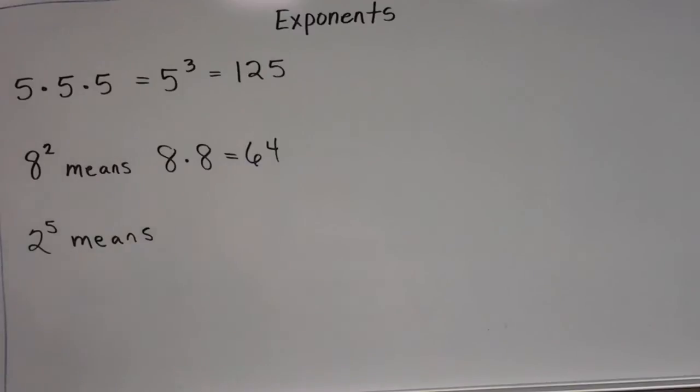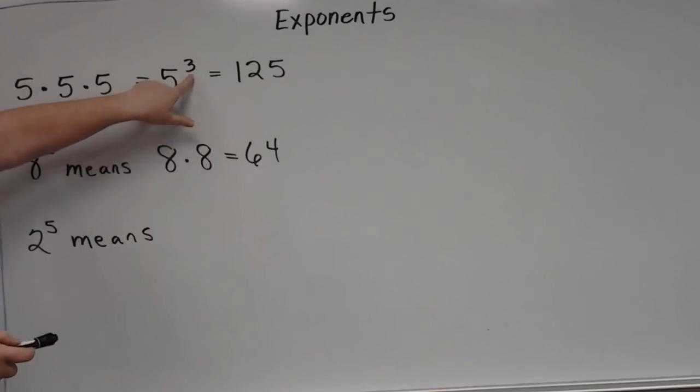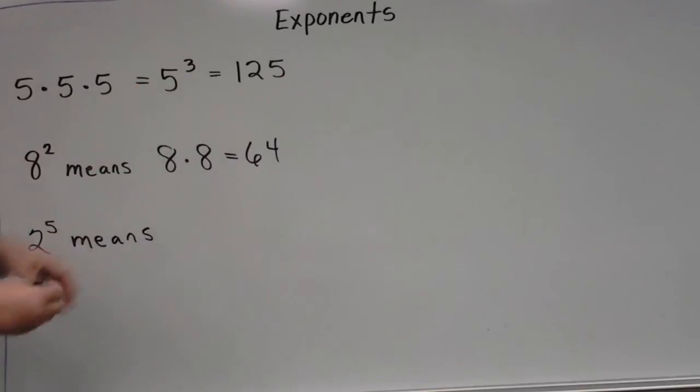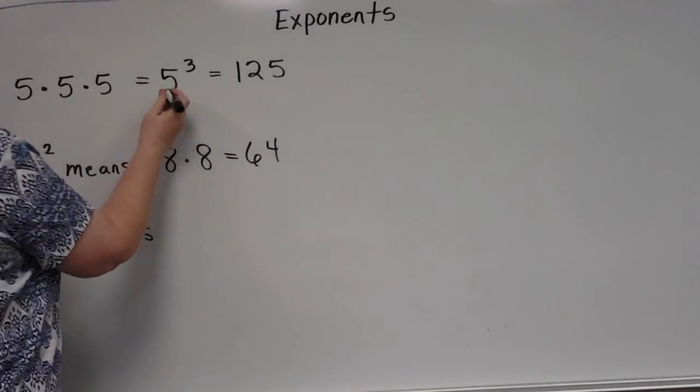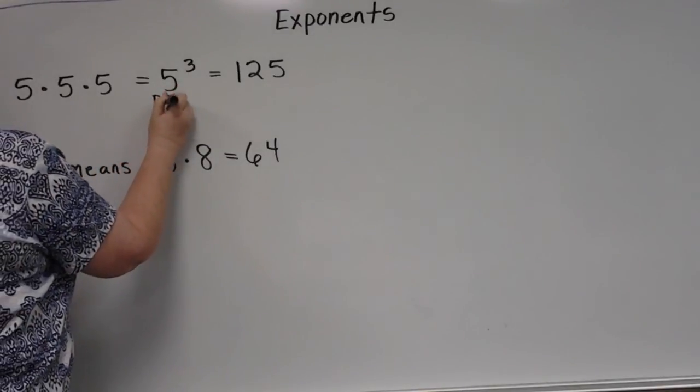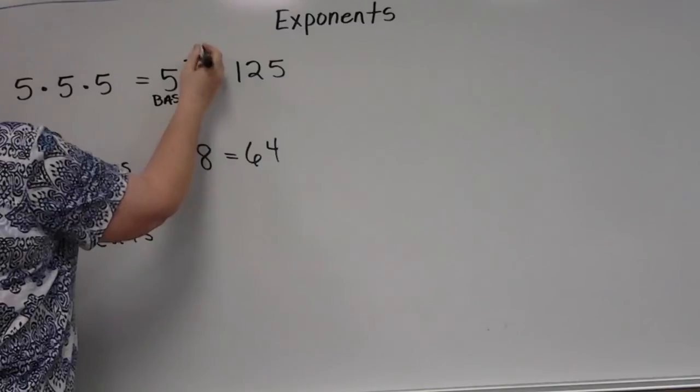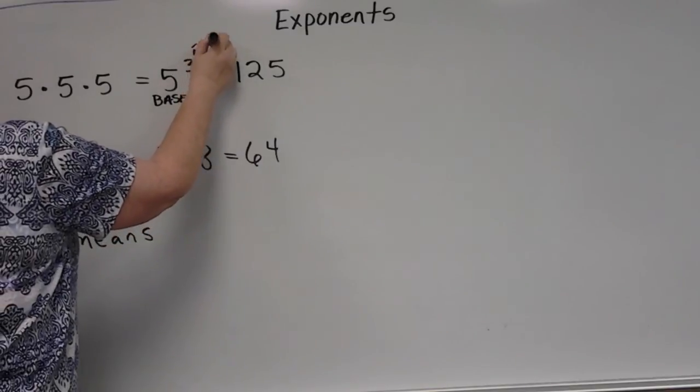This lesson is about exponents. Exponents is another way to write multiplication. You can write things to a certain power. In this expression, 5 to the third, 5 is called the base, and 3 is called the exponent.